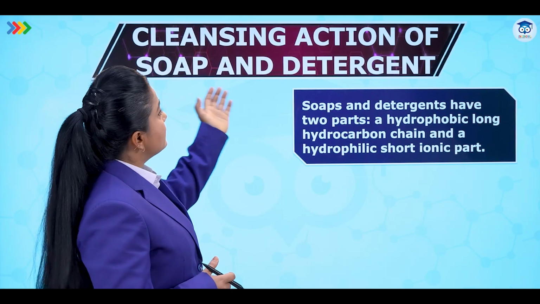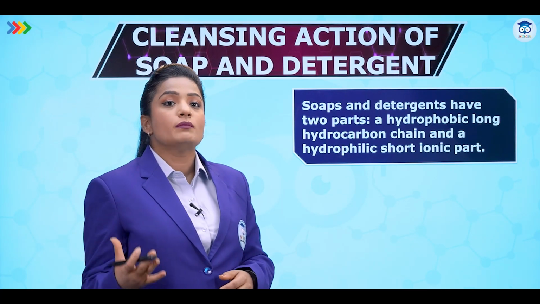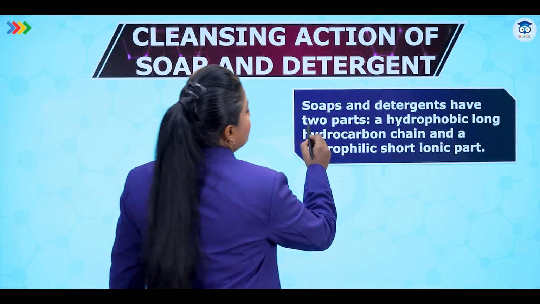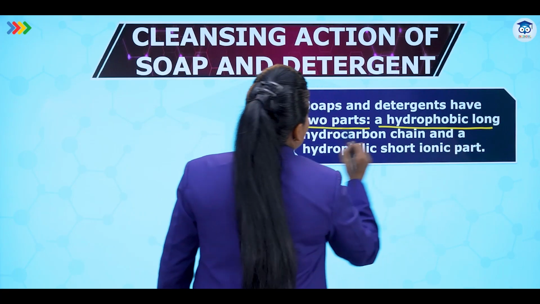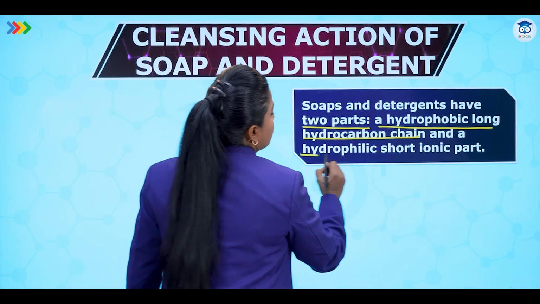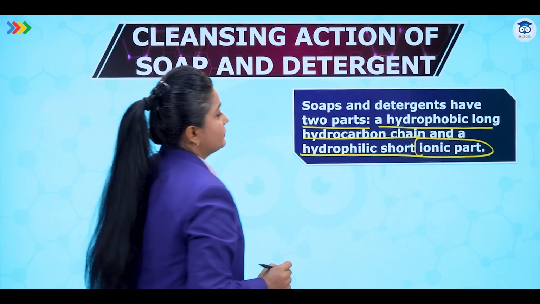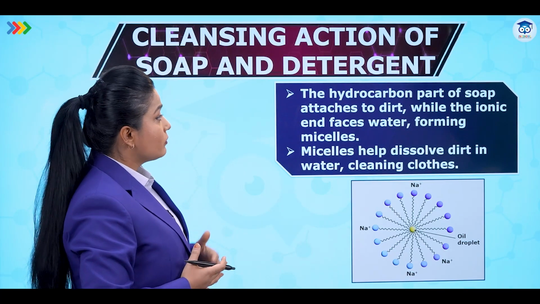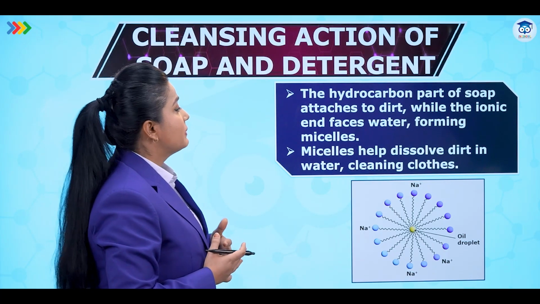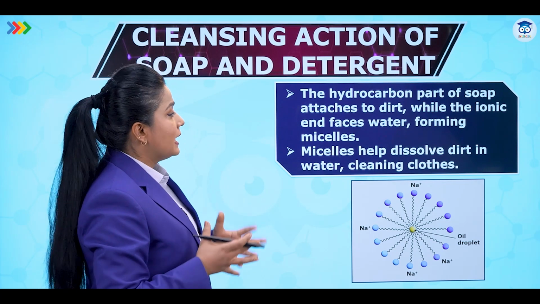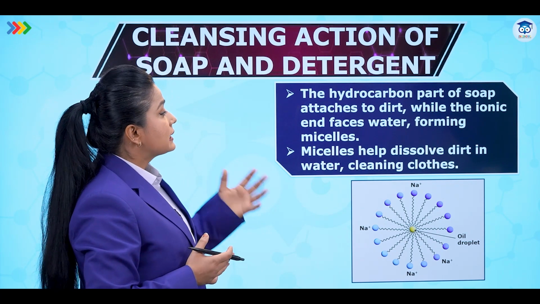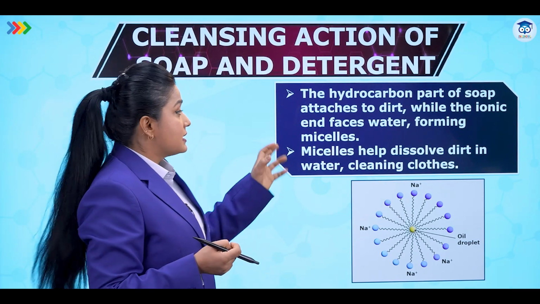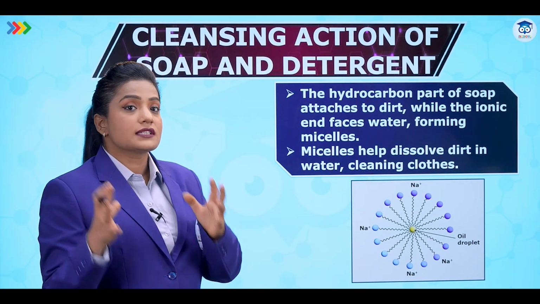Now let's see the cleansing action of soap and detergent, how soap and detergent are used to clean stains from cloth. Soaps and detergents have two parts. One is a hydrophobic long hydrocarbon chain and the other is a hydrophilic short ionic part. So let's see over here. The hydrocarbon part of soap attaches to dirt while the ionic end faces water, forming micelles. Micelles help dissolve dirt in water, that is cleansing cloth. So when we clean cloth by the cleansing action, micelles are formed. Let's try to understand the whole of it in a step-by-step process.